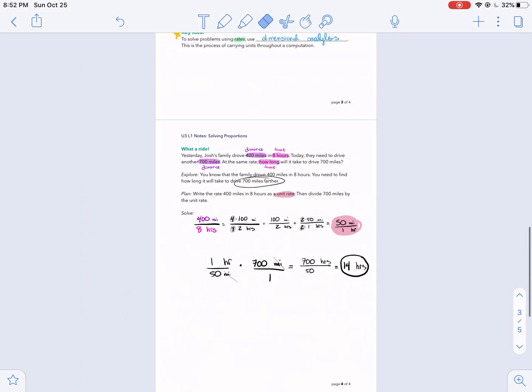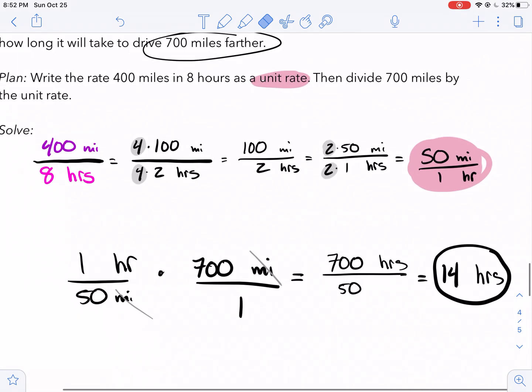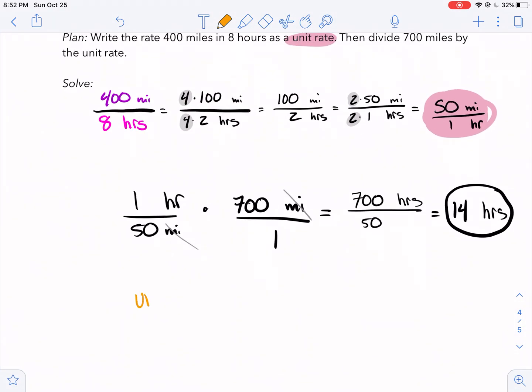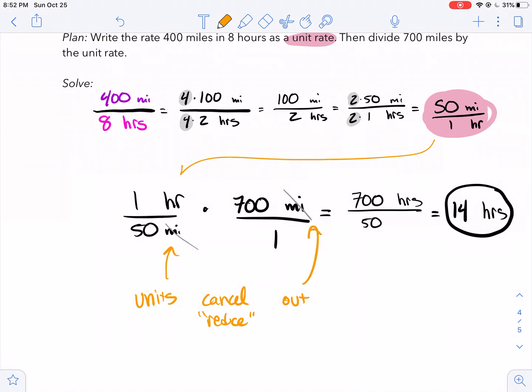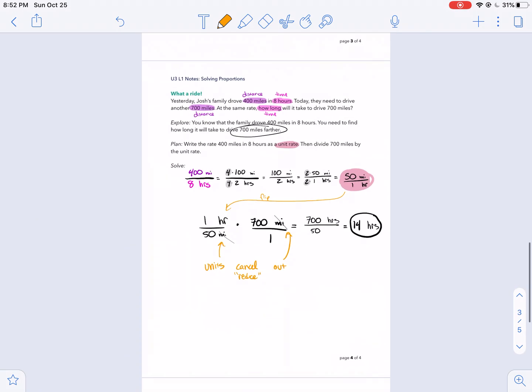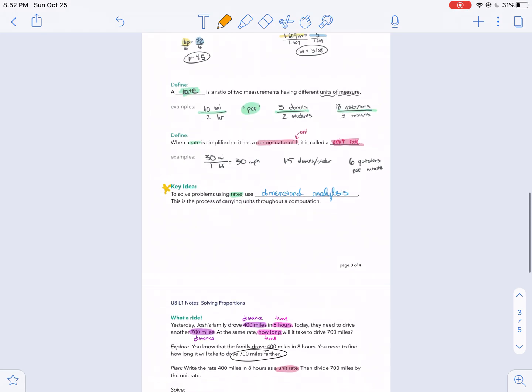So there we go. We did it. We set up our conversion. We needed to make sure that our units cancel out. That's important. Let's write that down. Units need to cancel out. And by cancel, I mean reduce. That's why we flipped it upside down. You won't always need to flip, but we just happened to need to in this one.